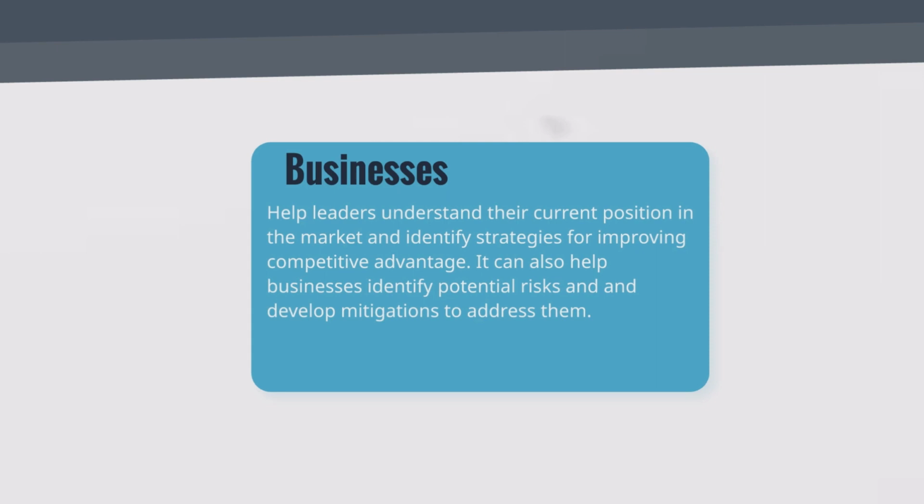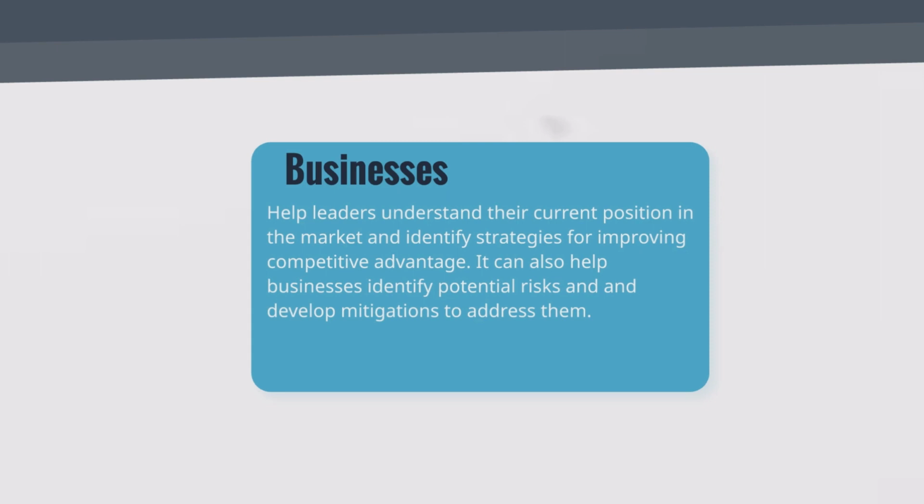For businesses, understanding the strengths and weaknesses is crucial to developing effective strategies. By identifying where the business excels, leaders can leverage those strengths to gain a competitive advantage. Conversely, by identifying areas where the business is weak, leaders can take steps to address those weaknesses and improve overall performance.